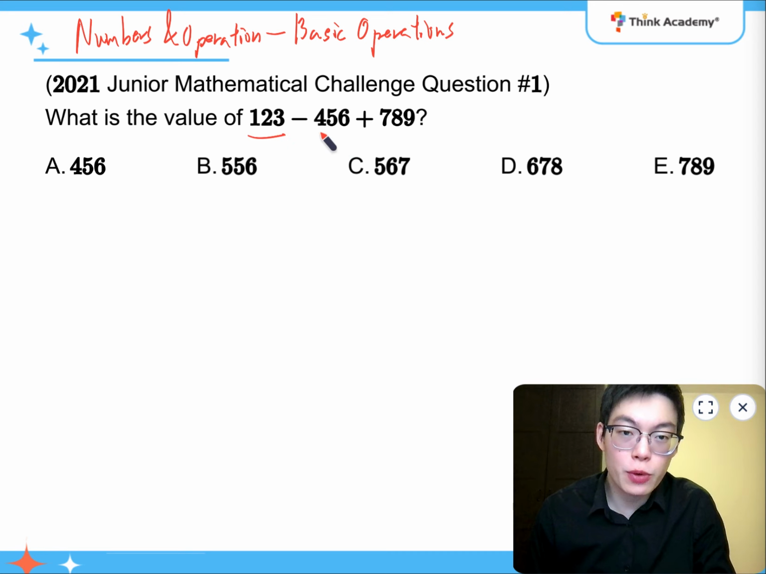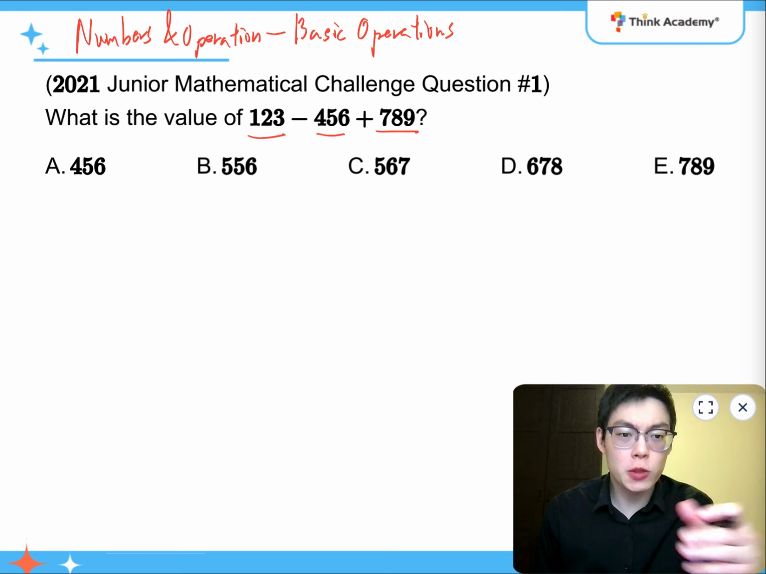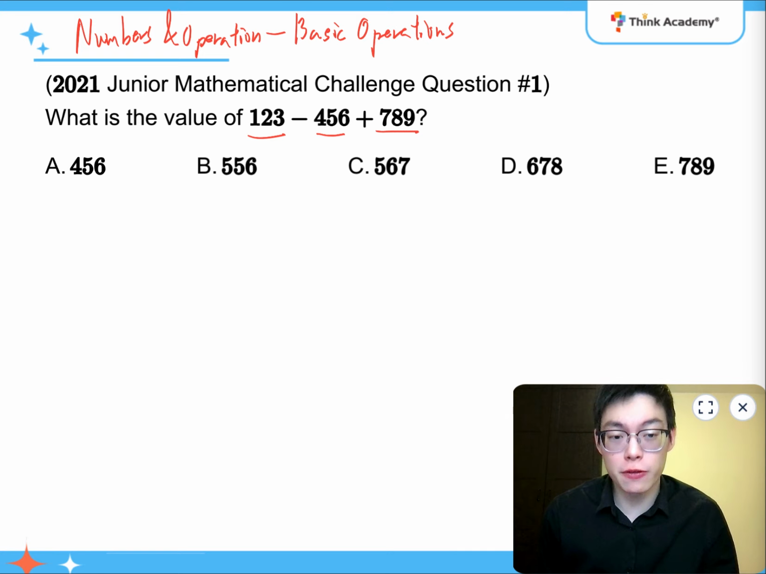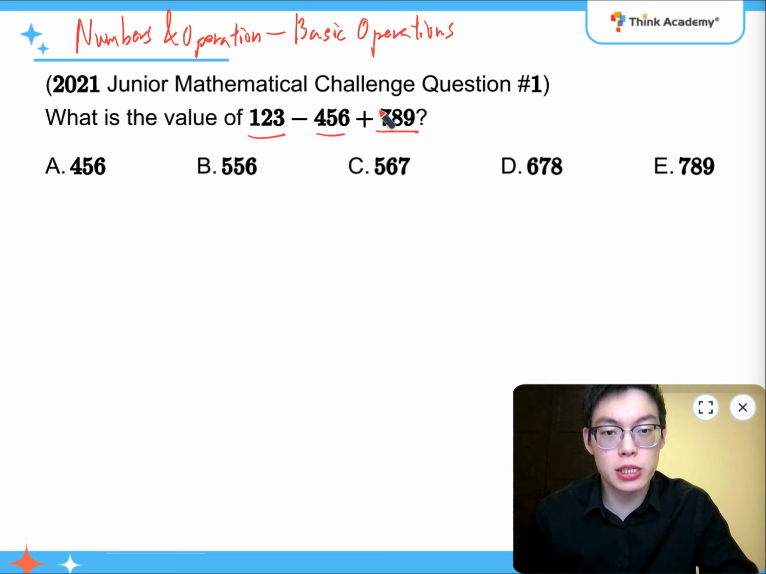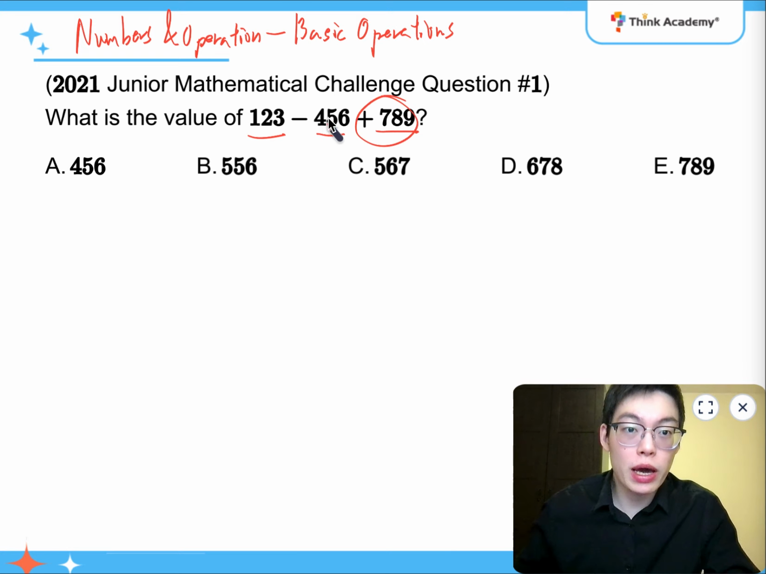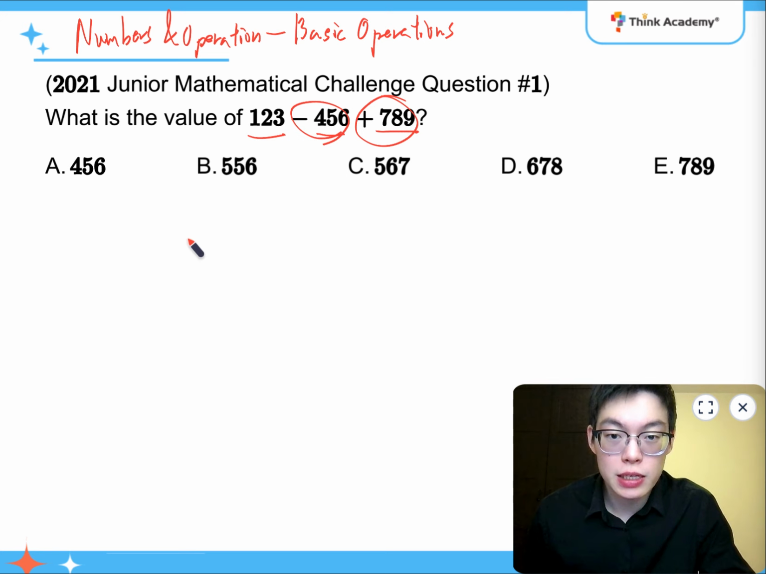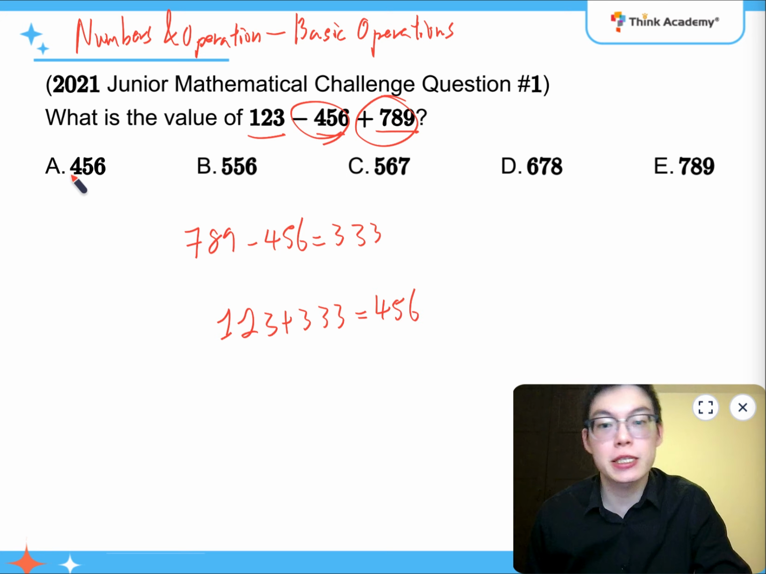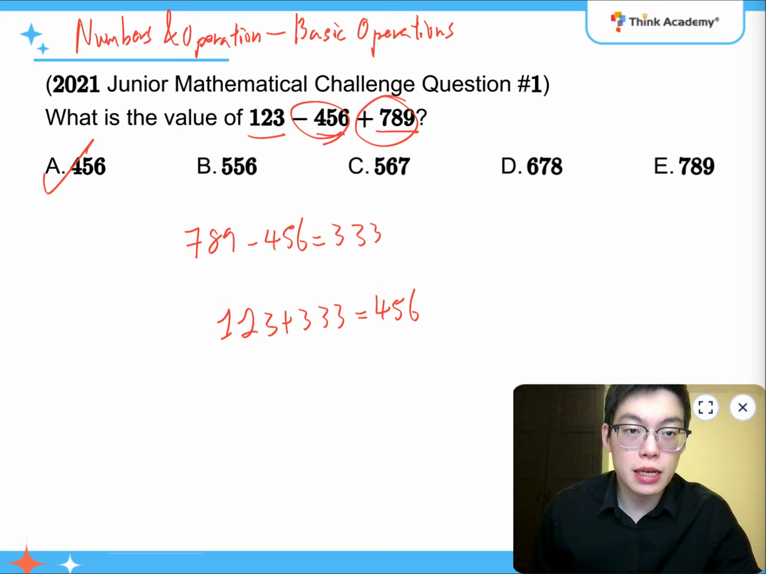So 123 take away 456 adding 789. What we can do is swap the order of the calculation because we know that addition and subtraction are commutative, right? So I can take away 456 from 789 first. 789 take away 456 is equal to 333. Adding that on top of 123, we will get the answer 456. So A is the answer.